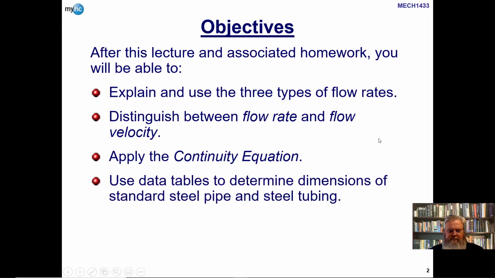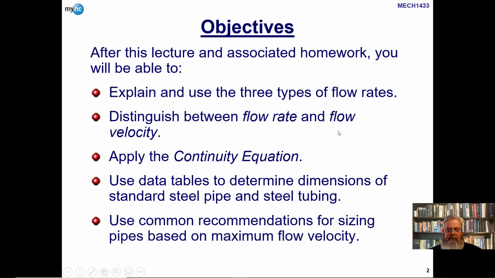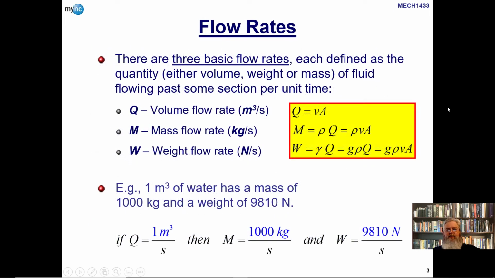And we'll also use fairly extensively some tabulated data for determining the parameters and areas and things that we need to know for different kinds of standard steel pipe and steel tubing. And we'll use some common recommendations for sizing pipes based on maximum flow velocity and various rules of thumb and applications for sizing pipes.